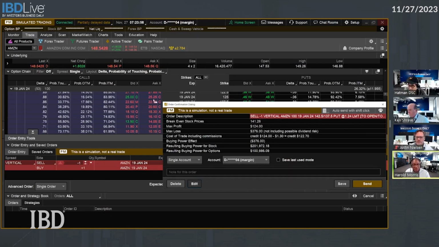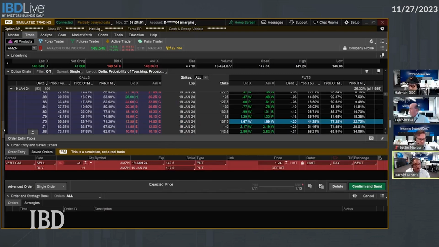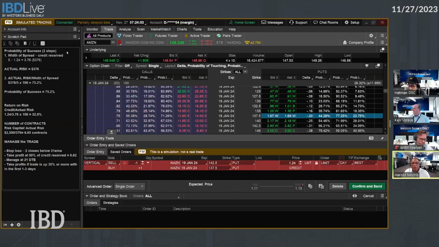I'm going to click on that, and on the left side, I've got some notes. Probability of success is a two-step process to calculate. First, start off with the actual risk. To determine that, we take the width of the spread, which is $5, minus the credit received, which is $1.24. That's going to give us an actual risk of $3.76, or in option terms, we always multiply by 100, $376. So that $376, that's your actual risk.